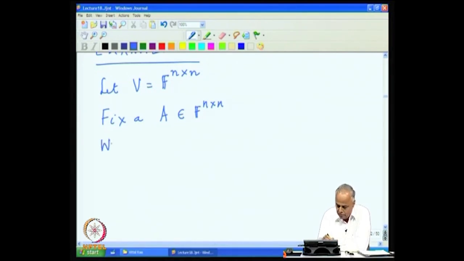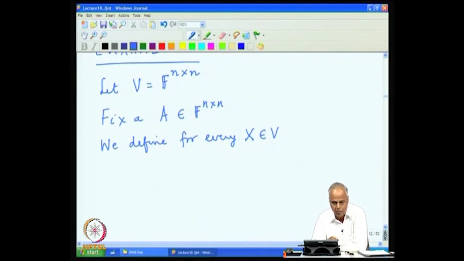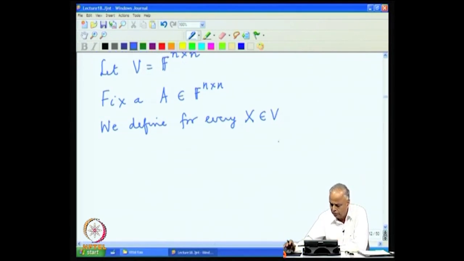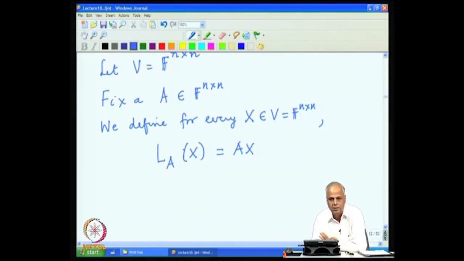How do we do this? So, we define, for every x in V, what are the elements of V? They are all matrices. What type of matrices? n by n matrices, and the entries are all over the field F. So, V is F^(n×n) here. For any matrix x, we convert it to another n by n matrix. So, how do we do this? I will use a notation which will be useful to generalize. L_A of x to be Ax. So, we are left multiplying any matrix x by the matrix A, and that is why we use the symbol L. That means left multiplication by the matrix A. So, the transformation is denoted by L_A.